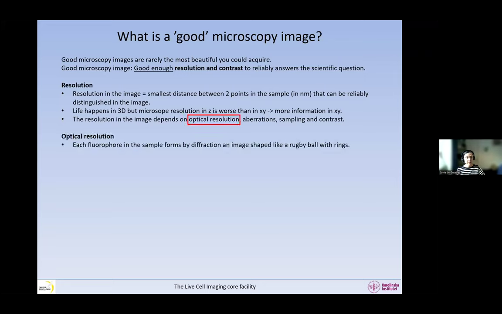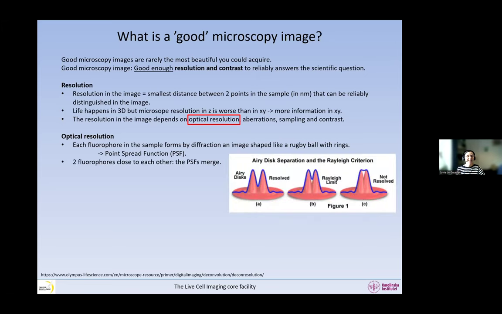So this we have seen before. Each fluorophore in the sample forms by diffraction an image shaped like a rugby ball with rings. It's the point spread function. And when two fluorophores get closer to each other, the point spread functions merge. Here the fluorophores are a bit far away from each other, so we have two point spread functions. This is resolved. The two points are resolved. When they get a little bit closer, they start fusing, and when they are very close to each other, then we cannot resolve them anymore.